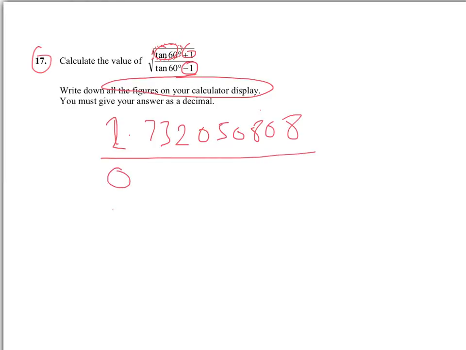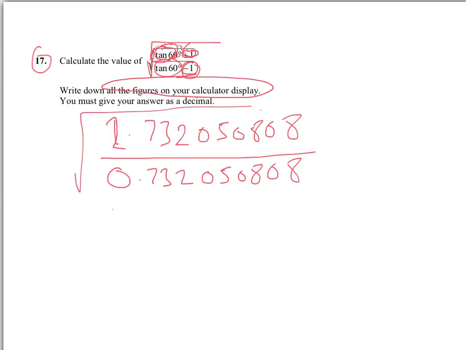If we take away 1, we get 0.732050808. And what this asks us to do is tan of 60 plus 1 divided by tan of 60, take away 1, and then square root the whole thing. So in my calculator, I'm just going to type that in. I'm going to type this number in the calculator, and then the divide button, and then this number, and let's see what we get.